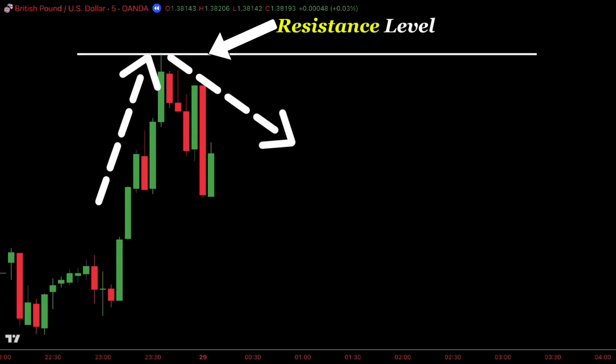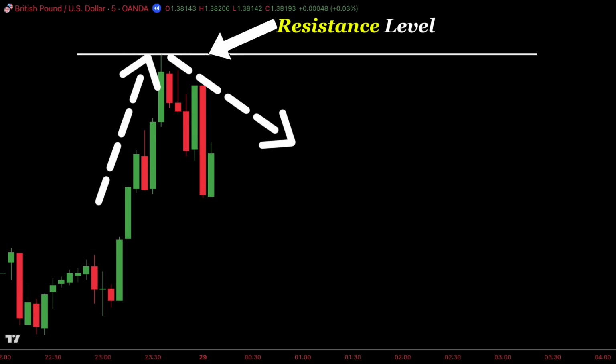In the previous lesson, you learned how to read candlestick patterns. But here's the truth. Candles alone are not enough. You need to know where to use them, because a perfect candlestick pattern in the wrong place will fail, and a simple pattern at the right level can become a high probability trade. That's why in this lesson, you're going to learn one of the most important foundations in trading: support and resistance.